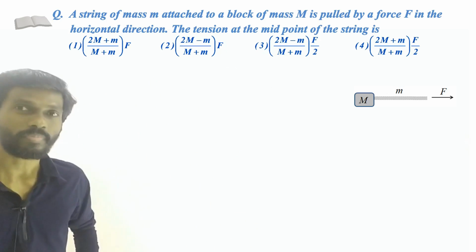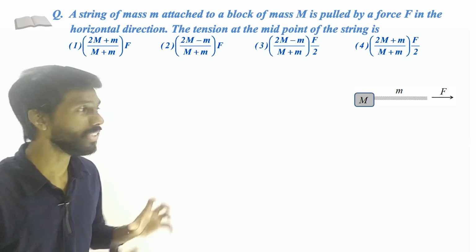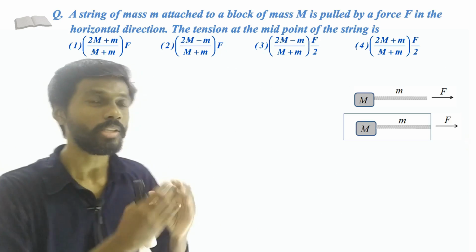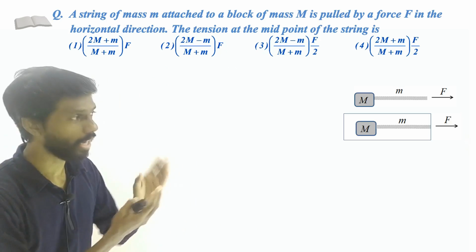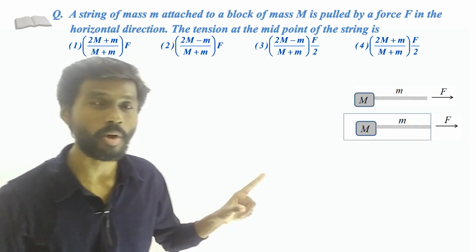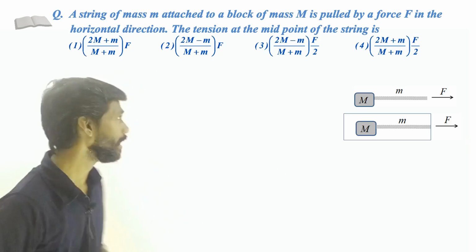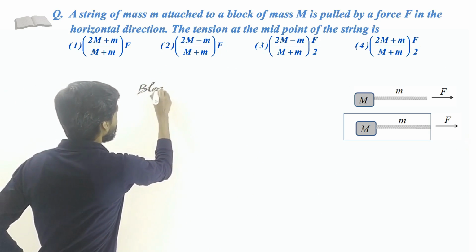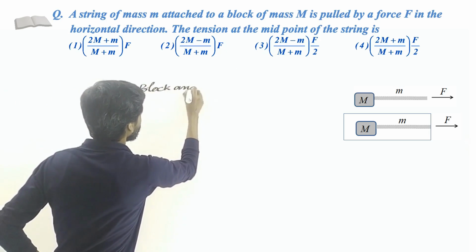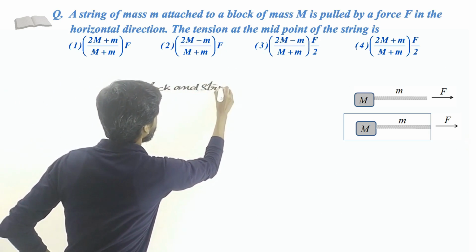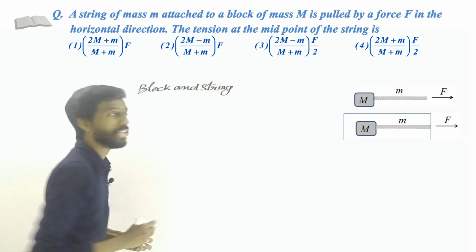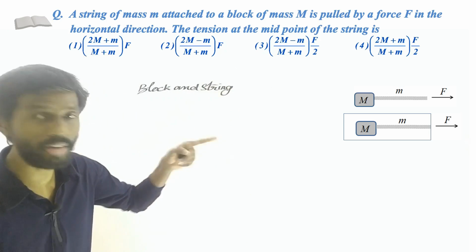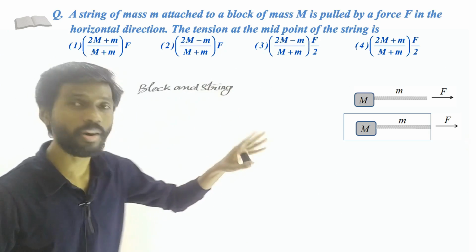So what do we have to do? What are the forces acting on the system? Let us consider the block and the string as one system, right? So this is one object. Now we have a force F acting on the block only in the horizontal direction. Let us consider the block and the string together as a system. What are the forces acting on the system in the horizontal direction? The only force is the force F, right? So F is the only force acting in the horizontal direction.